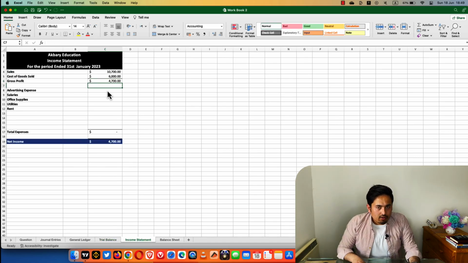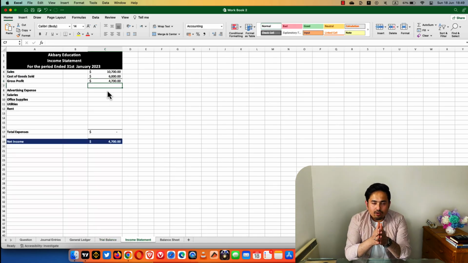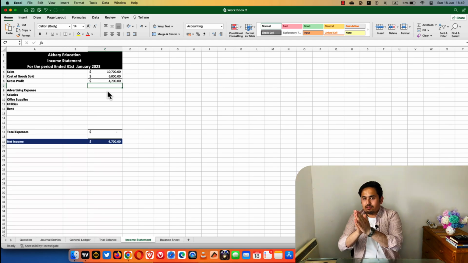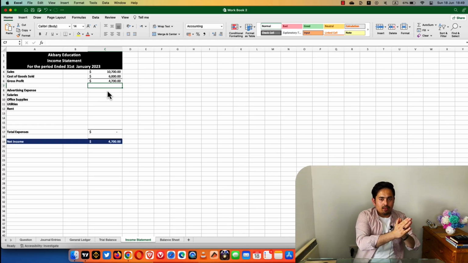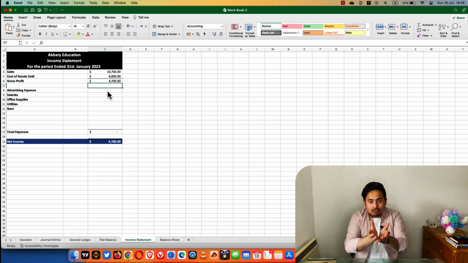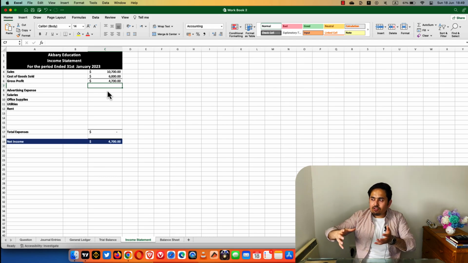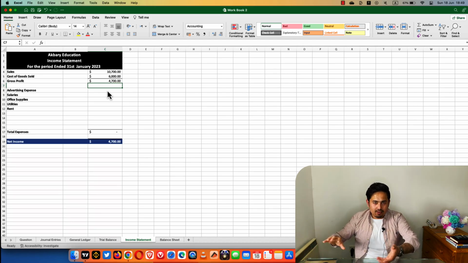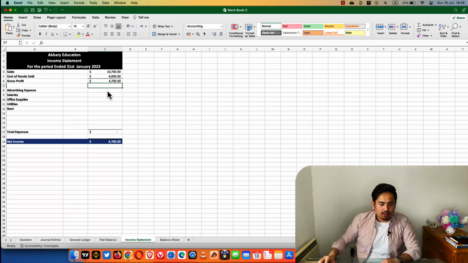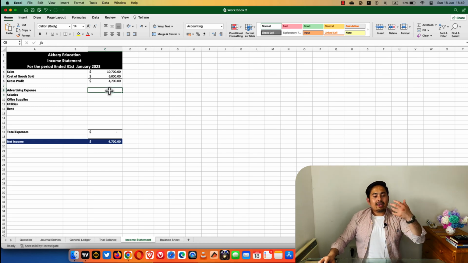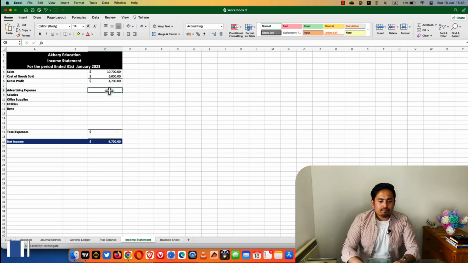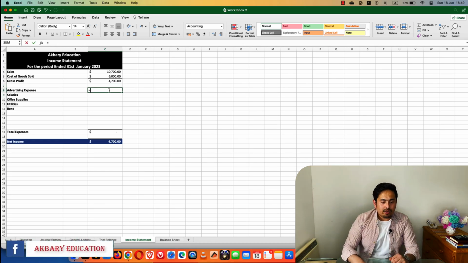We have a gross profit of 4,700. It means what we have purchased as product, we have sold all of it, and the gross profit which is pending for the business, without considering the operating expenses and other expenses of the business, is $4,700. In the next step, we will go with the other operating expenses to deduct them.